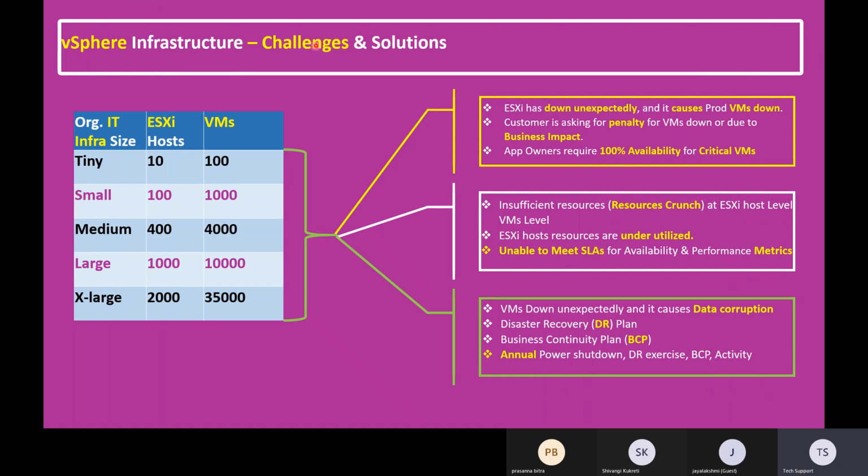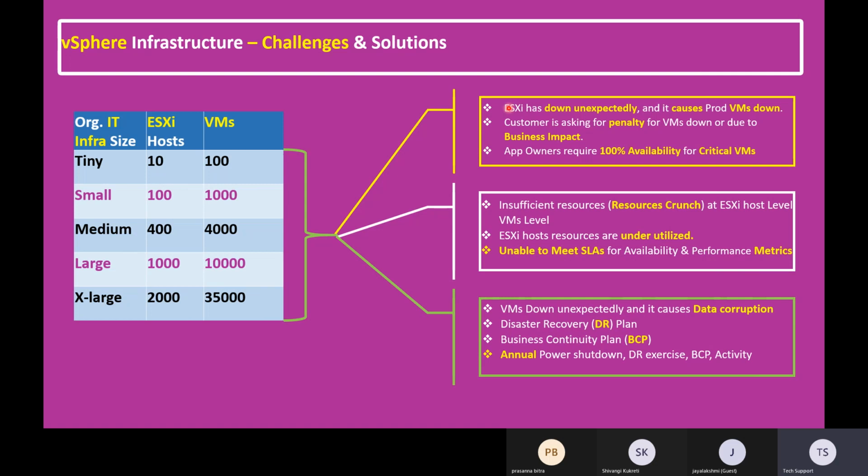See, vSphere infrastructure challenges and solutions. As we know, I gave the rack diagram example for a tiny organization, and the same scenario is applicable for a small organization with 100 ESX hosts and 1000 virtual machines, and a medium scale organization. We already discussed this point, so I'm just recalling. 400 ESX, 4000 VMs; large, 1000 ESX, 10,000 VMs; and extra large organization, 2000 ESX hosts and 35,000 virtual machines. But whatever the size of the organization, the most common challenges are what I have highlighted here.